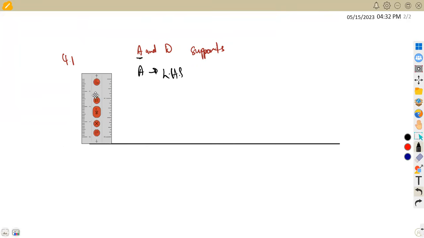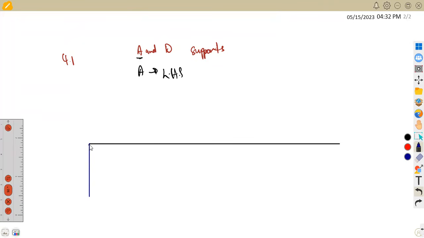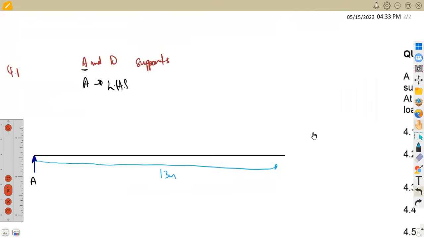Then let's check the first part. We're given that A is a support, so we've got the point A direct at the end here. Let me increase the size so that we can see this clearly. So we have our A at the end here, which is a support. We can write this A. And this whole part is actually 13 meters from this point up to the end. We shall talk about this later on.